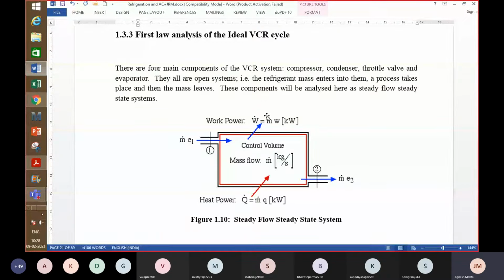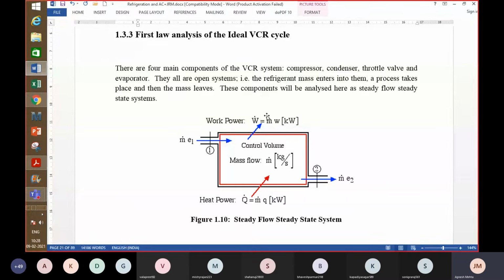If you talk about compressor, then it is taking the mass of refrigerant from outside, it is compressing it, and then it is delivering it, or there is a discharge from the compressor. So it's an open system, and there can be heat which may be absorbed from outside, or it may be rejected to outside. So they are all open systems individually. As a whole, it's a closed system, but individual components, they are all open systems.